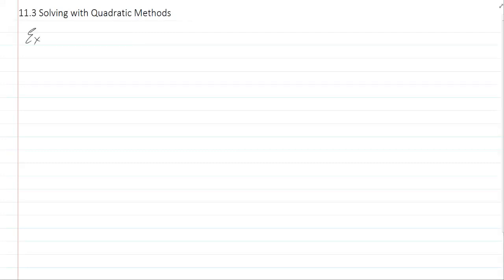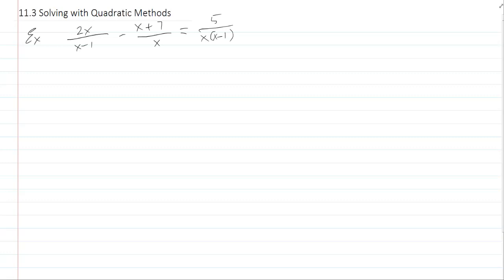Okay, we're going to see how far we can go with this method of quadratics, what we've learned so far. Let's look at kind of an involved example here. This one brings together several of our techniques or skills that we've developed over the course, so it gives you a little practice with that. Okay, so we're going to solve this.